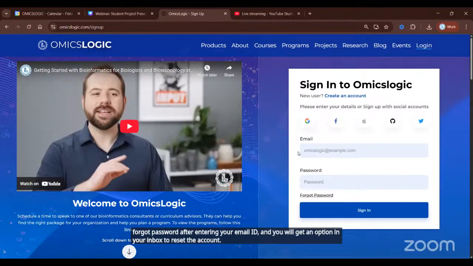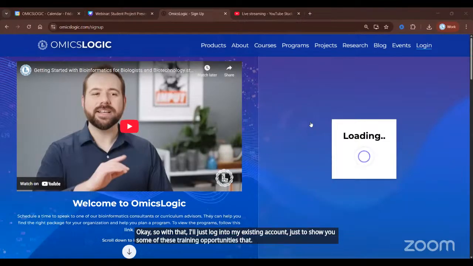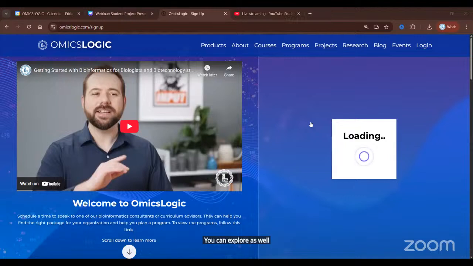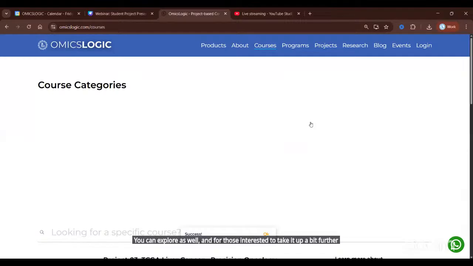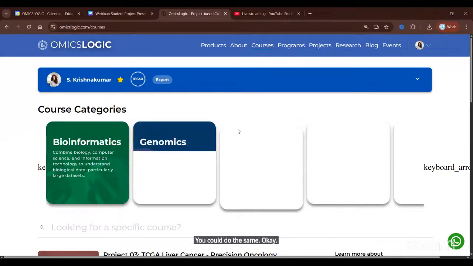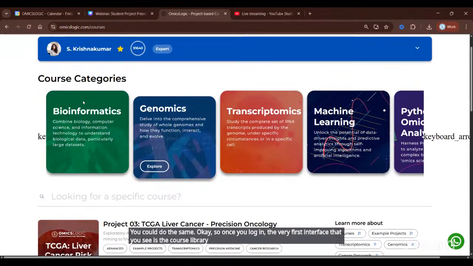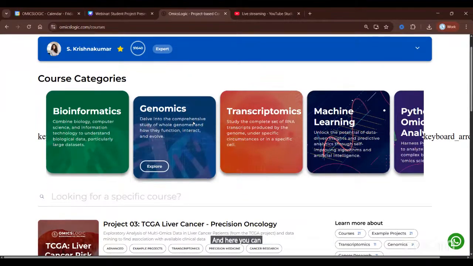Okay, so with that, I'll just log into my existing account just to show you some of these training opportunities that you can explore as well. And for those interested to take it up a bit further and work on research projects, you could do the same. Okay, so once you log in, the very first interface that you see is the course library section. And here you can see different areas that you can choose to complete your training in.